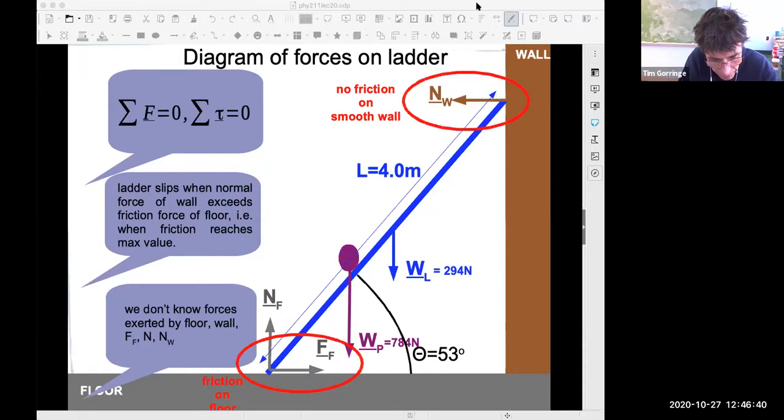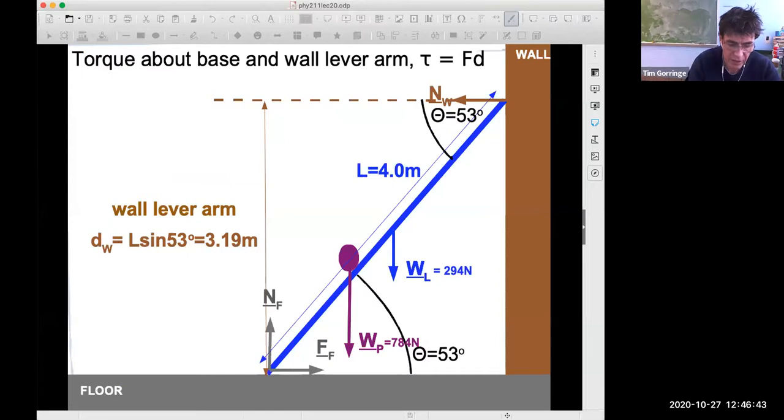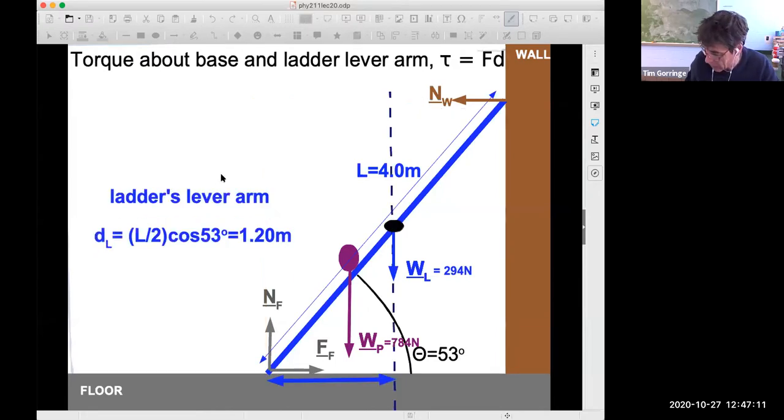Let's go on. The next 3 slides, I'm just going to calculate 3 numbers, and I'm going to go through these next 3 slides pretty quickly. I've reproduced the picture of the ladder and the wall and the floor on all of these 3 slides. Nothing is going to change about the picture of the wall, the floor, and the ladder and the forces. All I'm going to do is work through calculating lever arms.